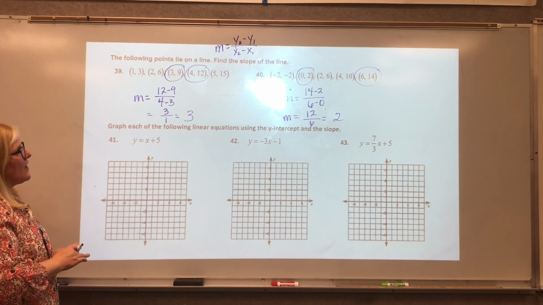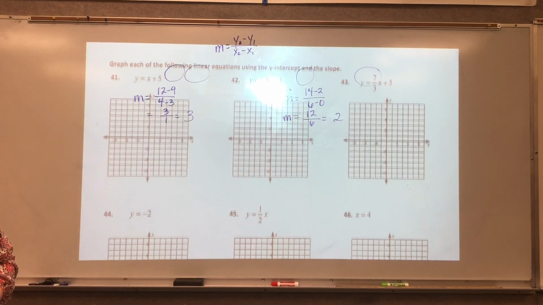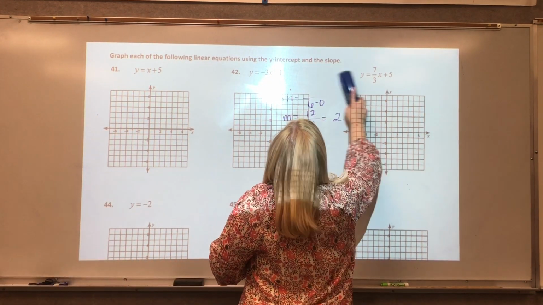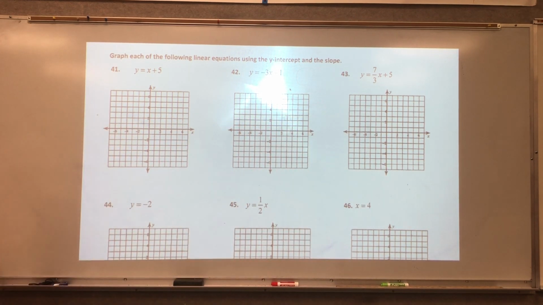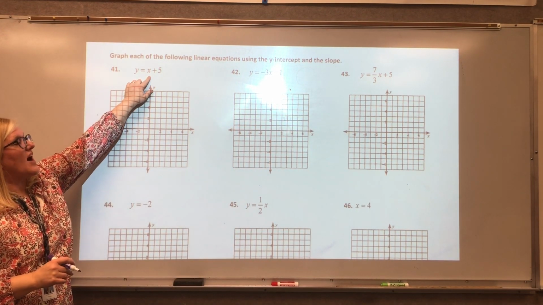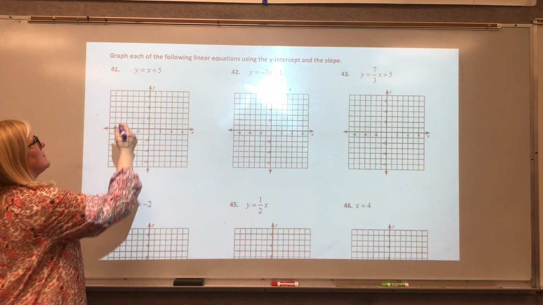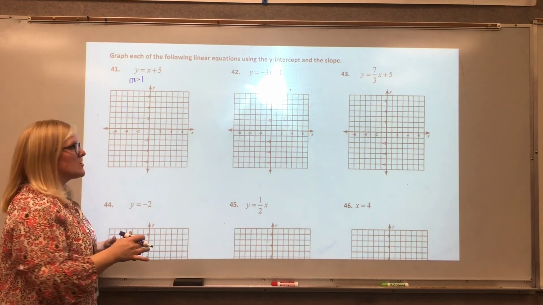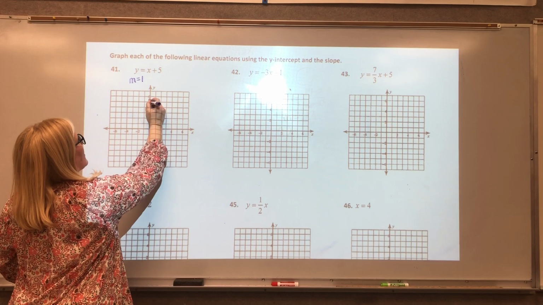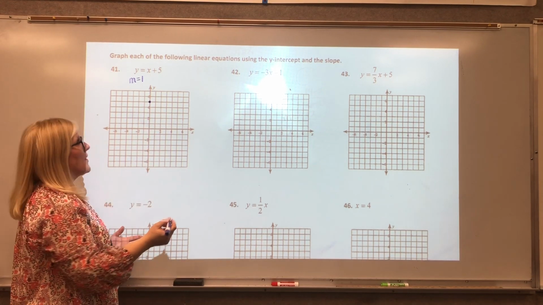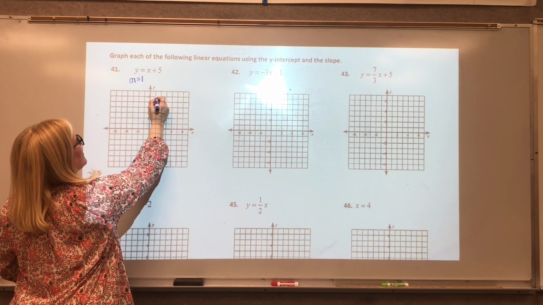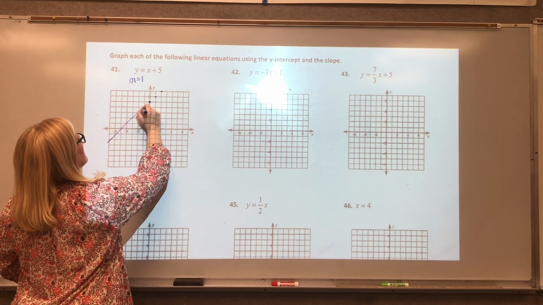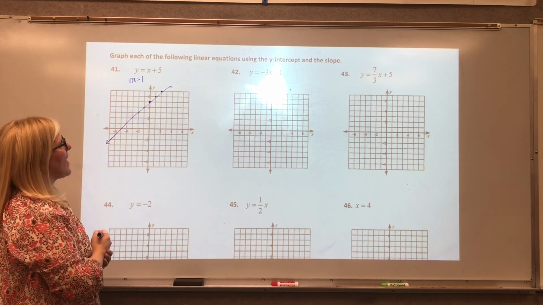All right, graph each of the following. This will be the last page of the review. Okay, y equals x plus 5. My slope is 1. My y-intercept is 5. So always start with the y-intercept. 1, 2, 3, 4, 5. And now have the slope take you where you're going. So 1 is up 1 over 1 because it's positive. So there we have that one.